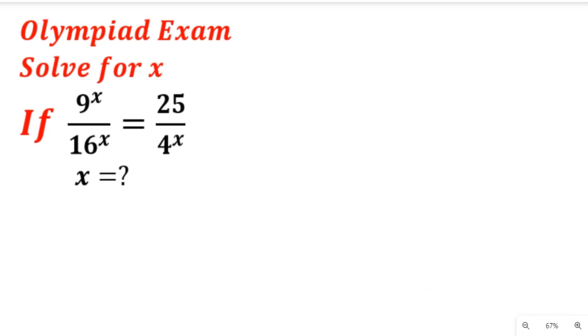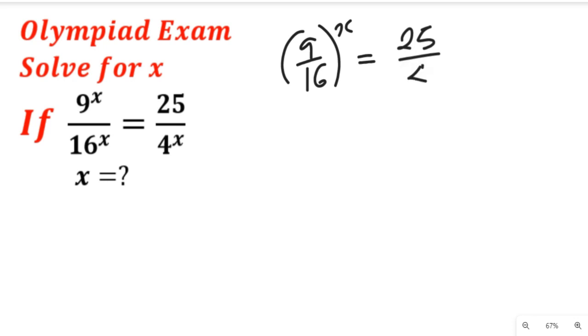Now assume we are given this value. Remember from that expression, 9 divided by 16 will all carry the power x because both of them carry x. That will be equal to 25 divided by 4 to the power of x. Now, having gotten this, we are going to do one thing. We are going to multiply both sides by 4 to the power of x.